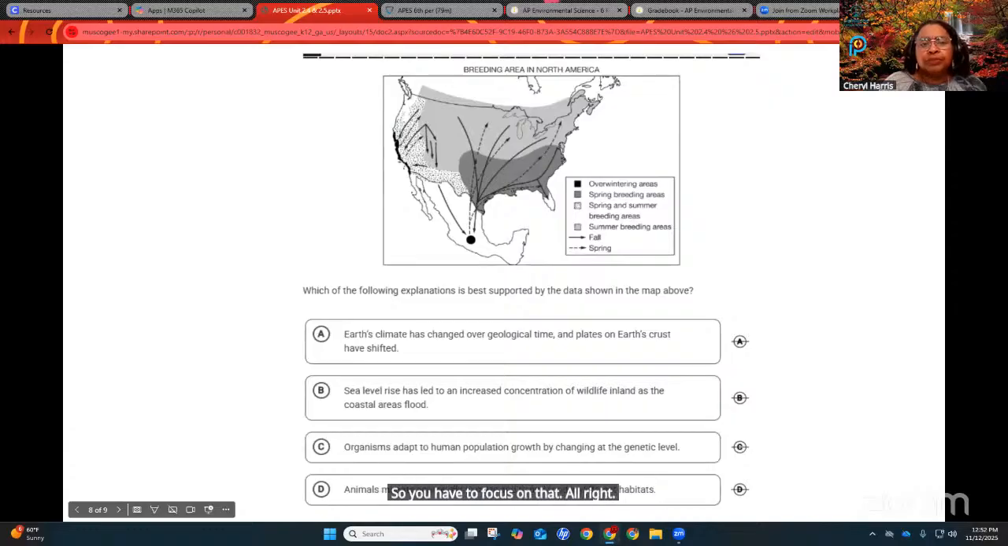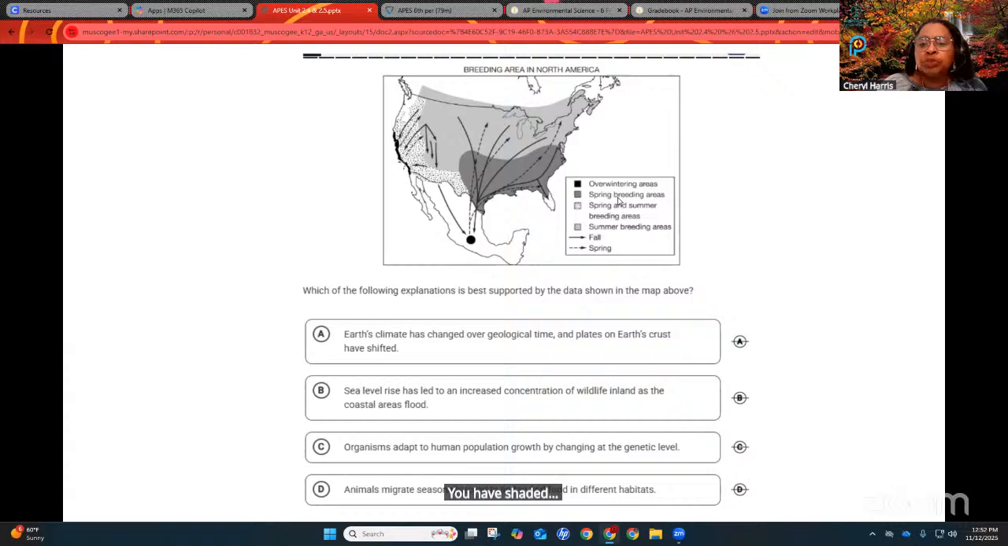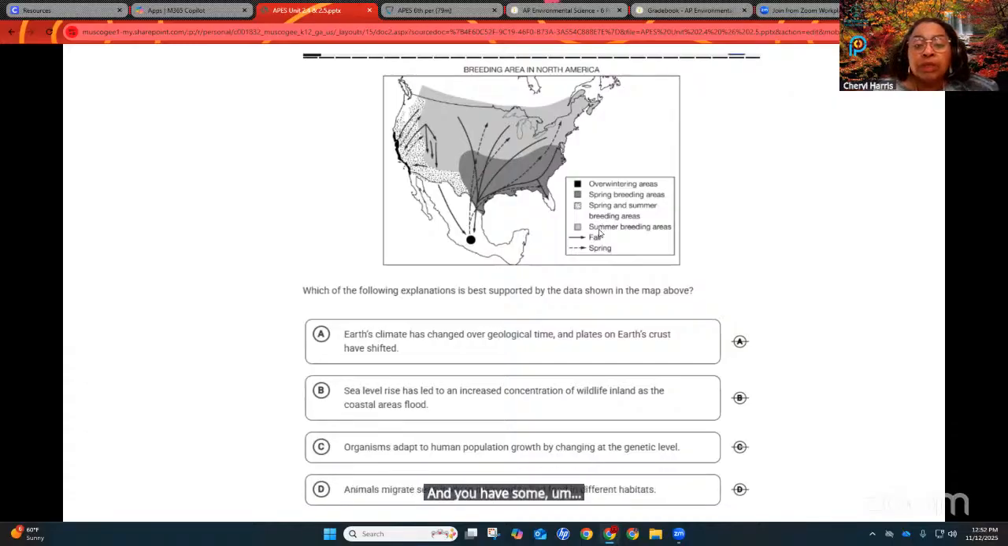All right, look at this one. Your breeding area in North America. So you have dark spots where overwintering occurs. You have shaded area where the spring breeding occurs, and that's a very large area. You have dotted spots where spring and summer breeding occurs, and you have a darker shaded area and a lighter shaded area where summer breeding occurs. The arrows indicate the direction of movement during the fall and the spring. So that's taking that map apart.